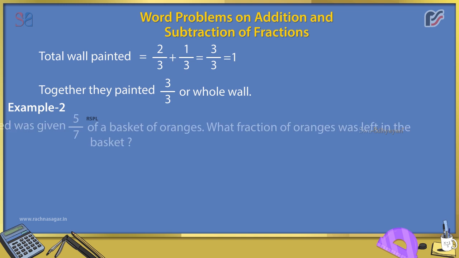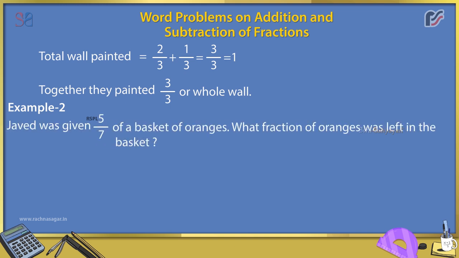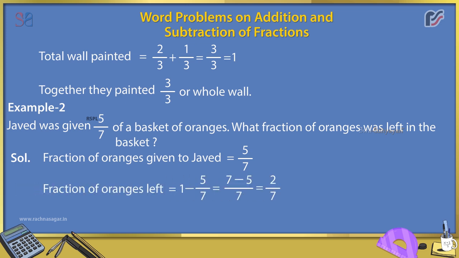Example 2. Javed was given 5/7 of a basket of oranges. What fraction of oranges was left in the basket? Solution. Fraction of oranges given to Javed is equal to 5/7. Fraction of oranges left is equal to 1 minus 5/7, which is equal to (7 minus 5)/7, which is equal to 2/7. 2/7 of the oranges were left in the basket.